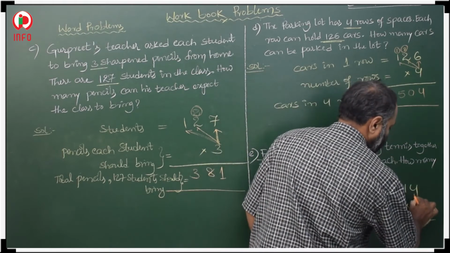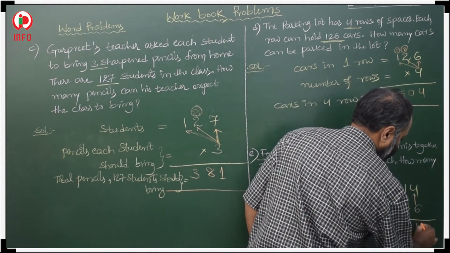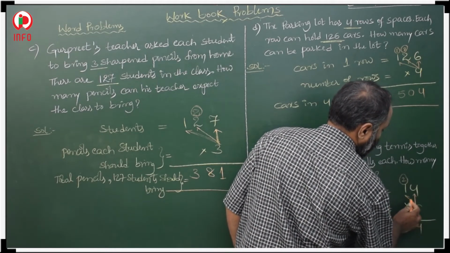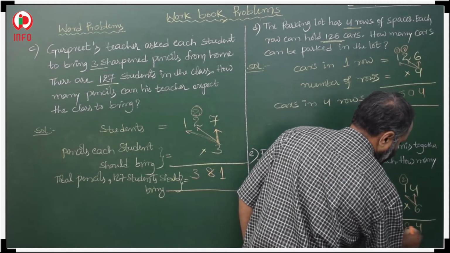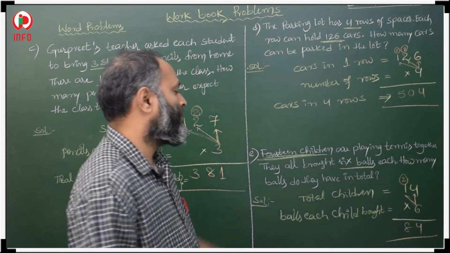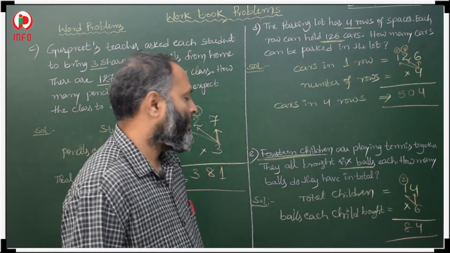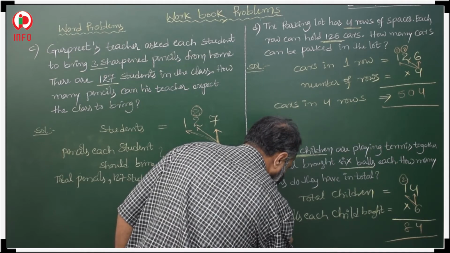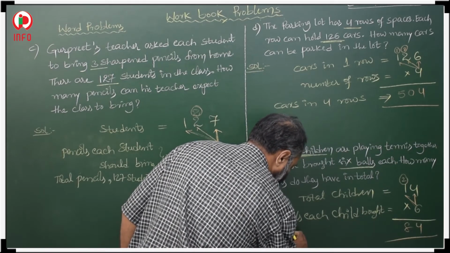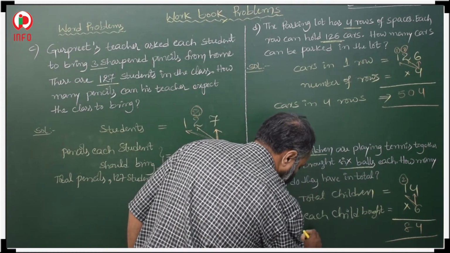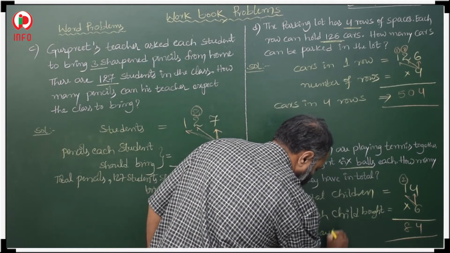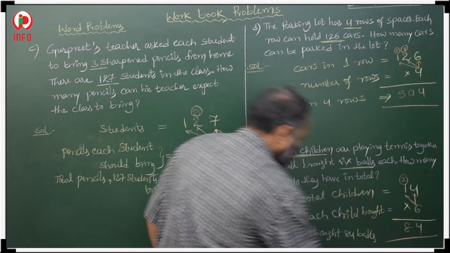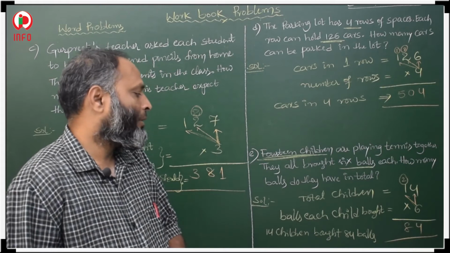6 with 4. 6 fours are 24, means 4 ones and 2 tens. After that 6 ones are 6. 6 plus 2 is 8, so 84. Then how many balls in total will 14 children bring? So 14 children brought 84 balls. Okay.